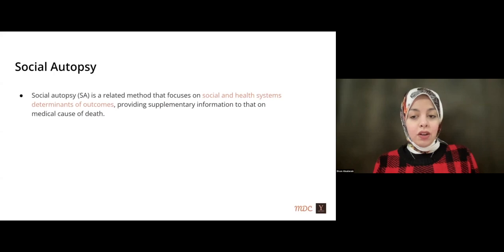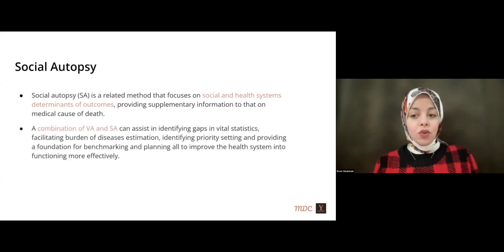So another project that we are currently working on is developing a social autopsy survey. Social autopsy is a related method that focuses on social and health system determinants of outcomes, providing supplementary information to that on medical causes of death. A combination between VA and SA can assist in identifying gaps in vital statistics, facilitating burden of disease estimation, identifying priority settings, and providing a foundation for benchmarking and planning, all to improve the health system into functioning more effectively.